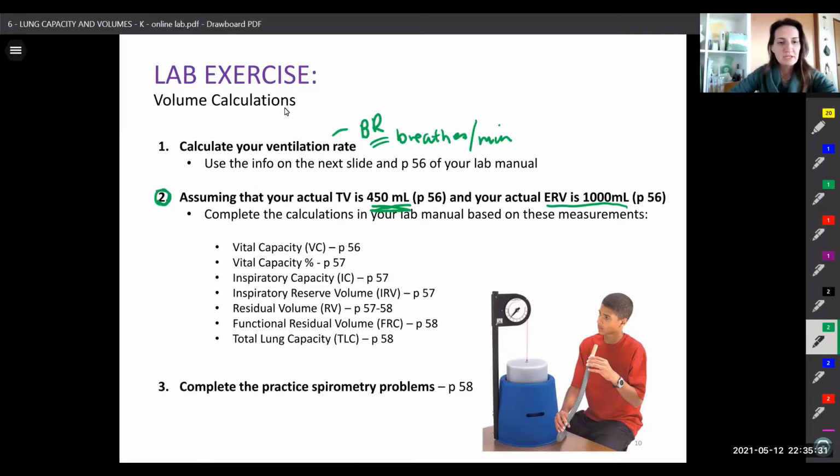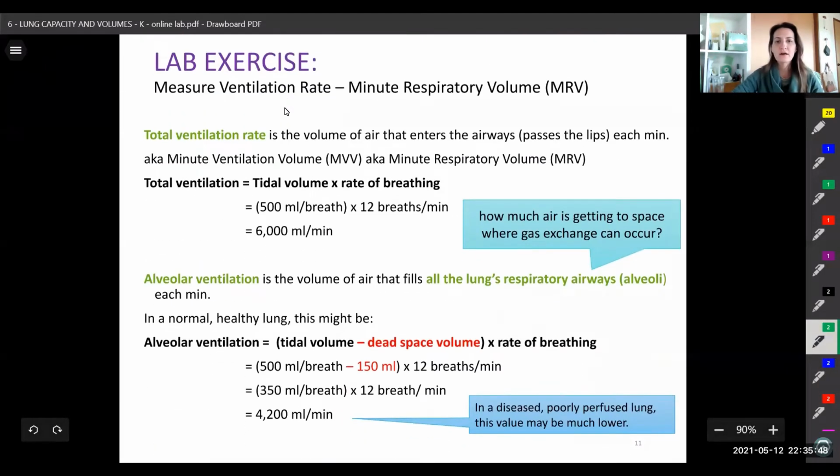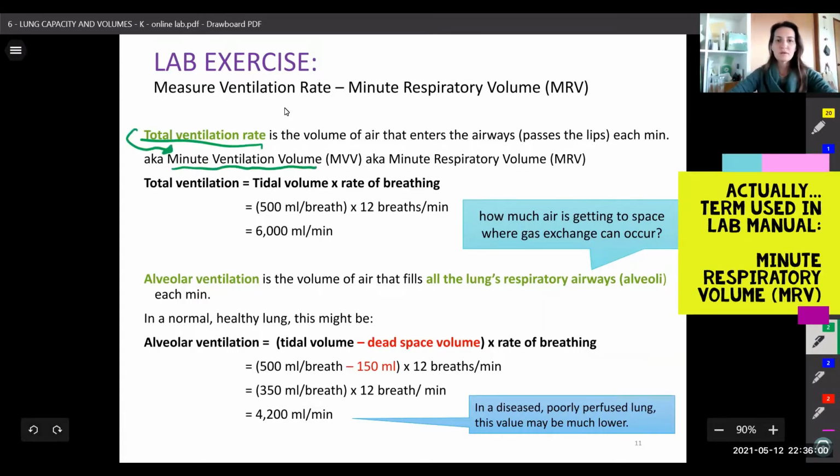So based on that information alone, right, we can work through all of the other capacity and volume measurements that we need. And then the third step is simply to complete those practice spirometry problems at the very end of this section on page 58. The next few slides here have some information about the calculation that is the total ventilation rate. Remember I said in the lab manual, it's called the minute ventilation volume, but it's the same thing where we're multiplying the tidal volume, the normal amount of air exhaled per breath, by the breathing rate.